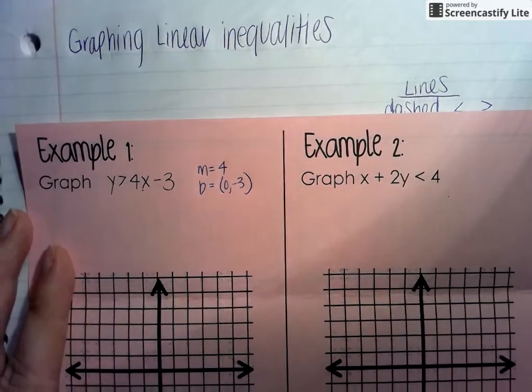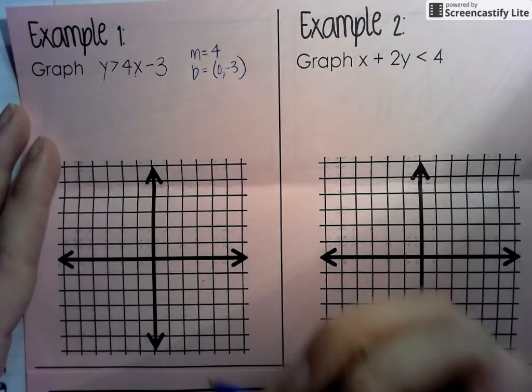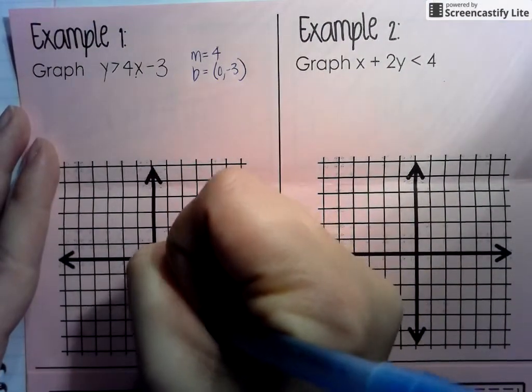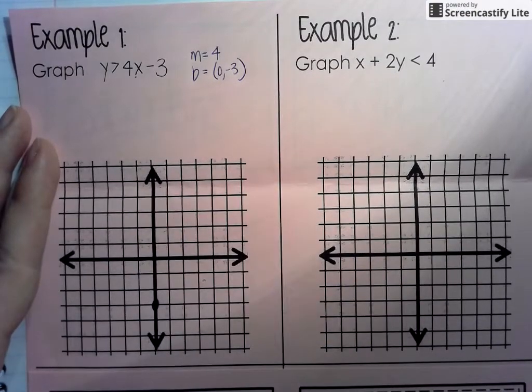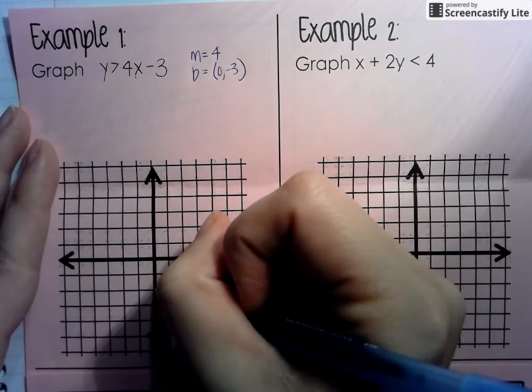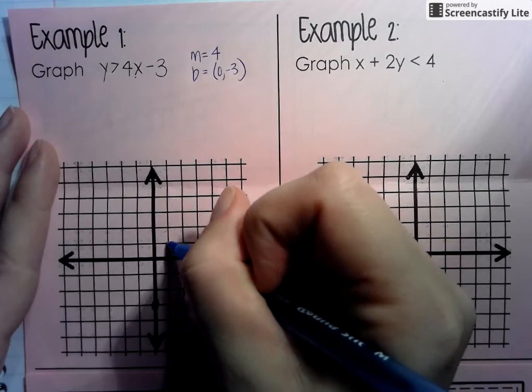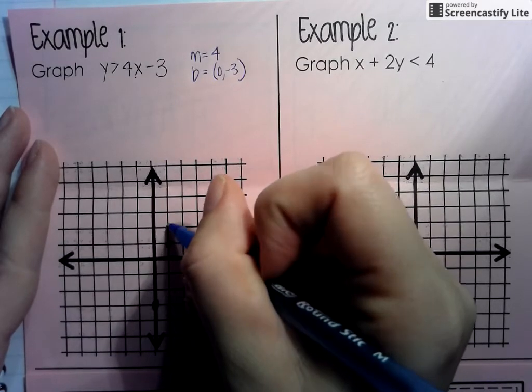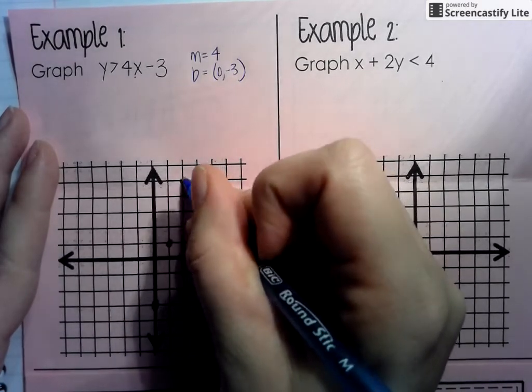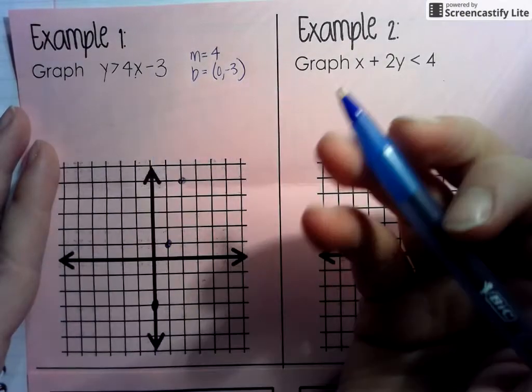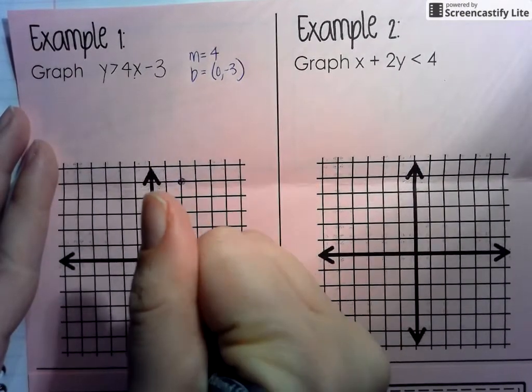So in this case, you have the slope of 4, and you have the y-intercept as 0, negative 3. So what you're going to do is go down to negative 3. 1, 2, 3. Then you're going to use the slope, so you're going to go up 4, 1, 2, 3, 4, and over 1. Now, because it's a greater than symbol, it's going to be a dashed line, so we're going to draw that dashed line.